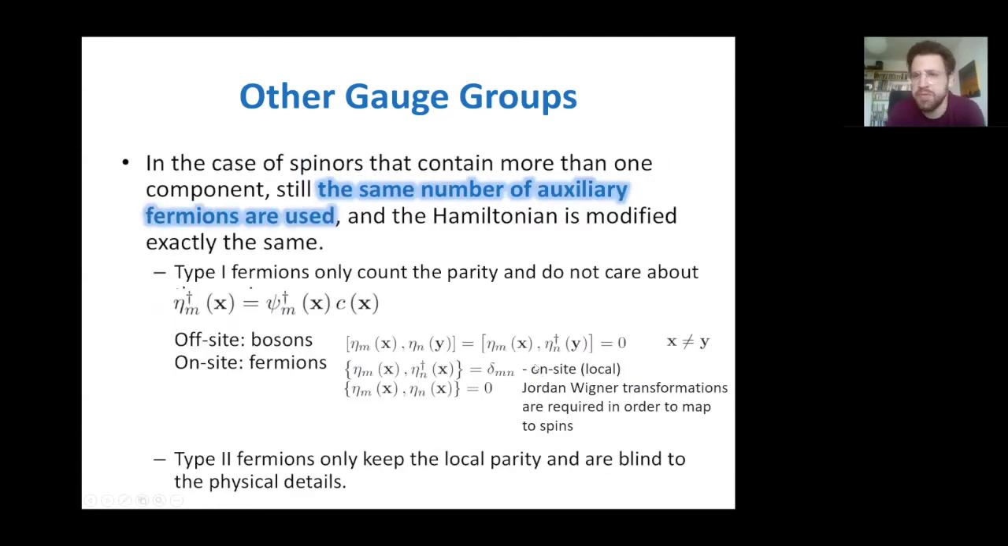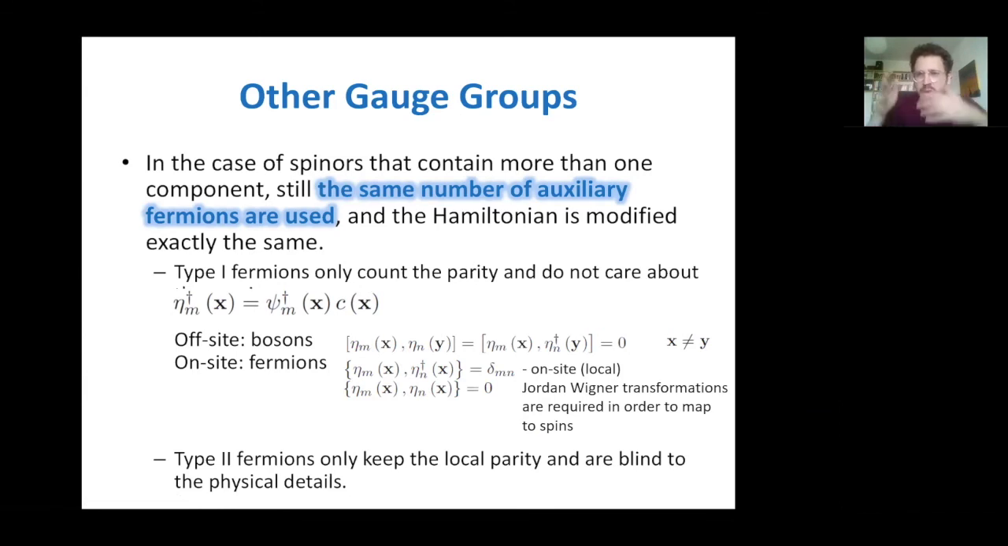And if we have more complicated groups where the spinors have more indices, let's say color indices, the nice thing is that the same number of auxiliary fermions are used. We don't need to introduce more auxiliary fermions, even though we have more physical fermions. And the way it looks is like this. Our operators eta dagger are now the components of the psi's times the same C. Because as I told you, C actually counts the parity on the vertex.